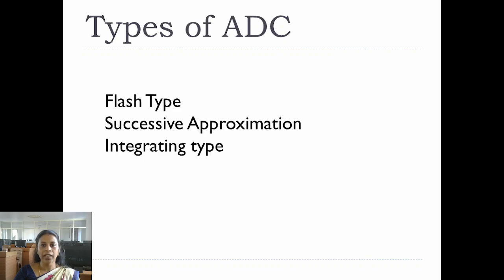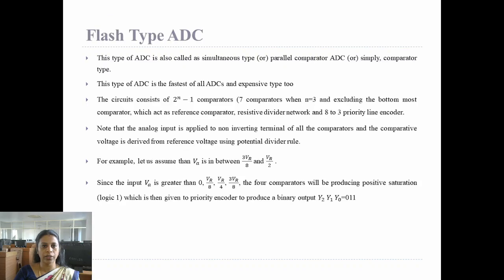Mainly we have three types of analog to digital converter: the flash type, the successive approximation type, and the integrating type analog to digital converter. First, among the three types, the flash type analog to digital converter is the fastest converter. The word flash means speed, but it is an expensive one.